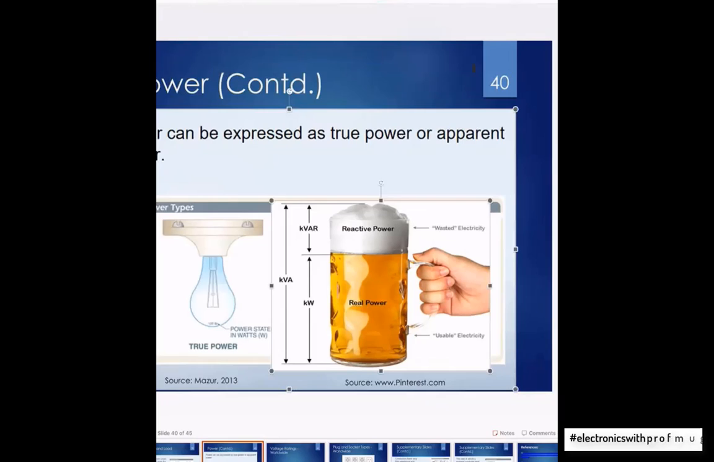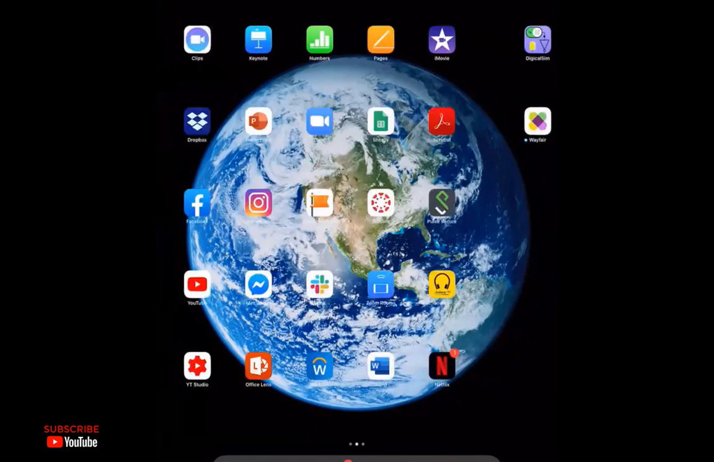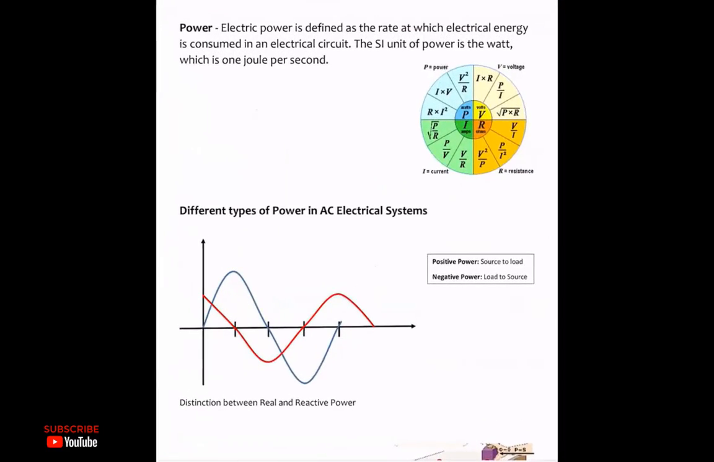So if you look at the glass right here, real power is basically what you have in all the foam that builds up at the top. That's what reactive power is. That power is actually being wasted. And the apparent power is basically the sum, the resultant of those two. Okay, so let's explore a little more about these powers.